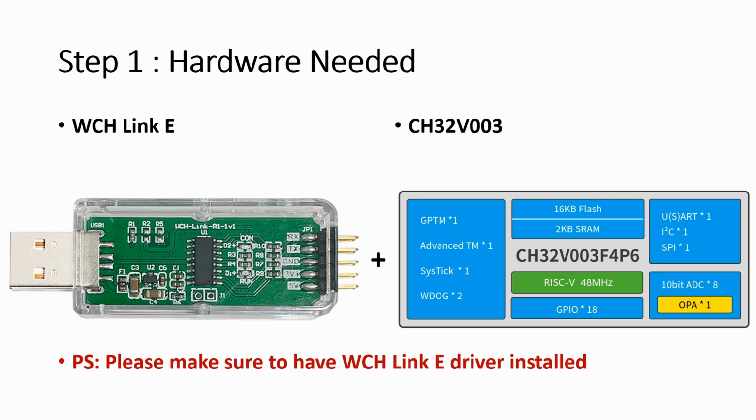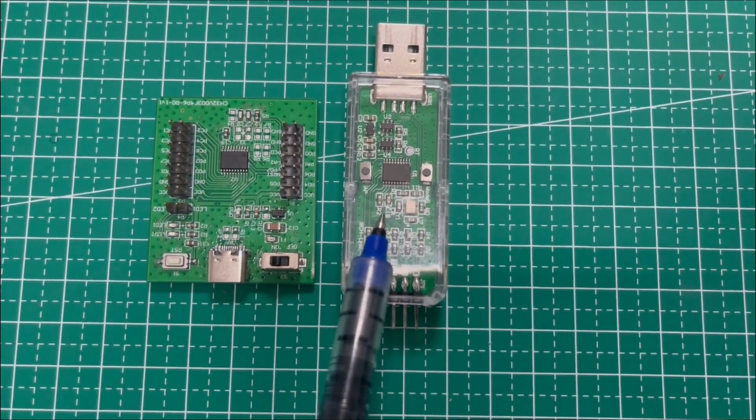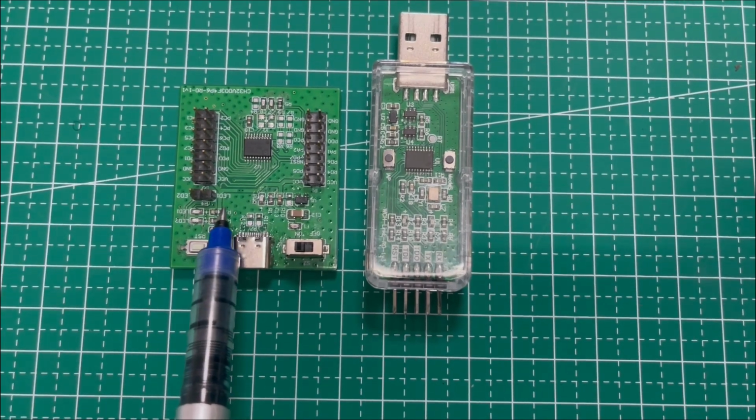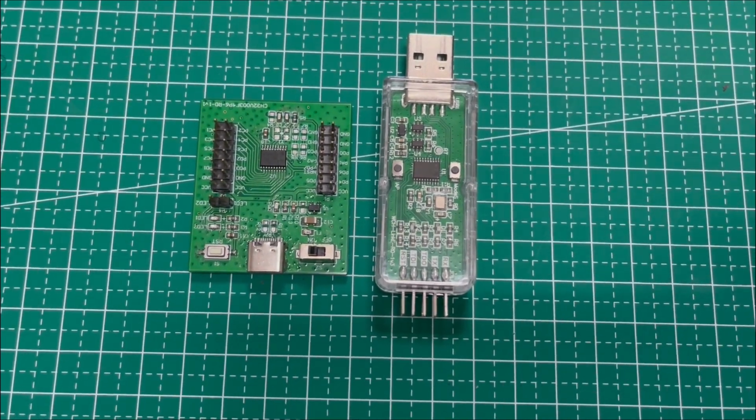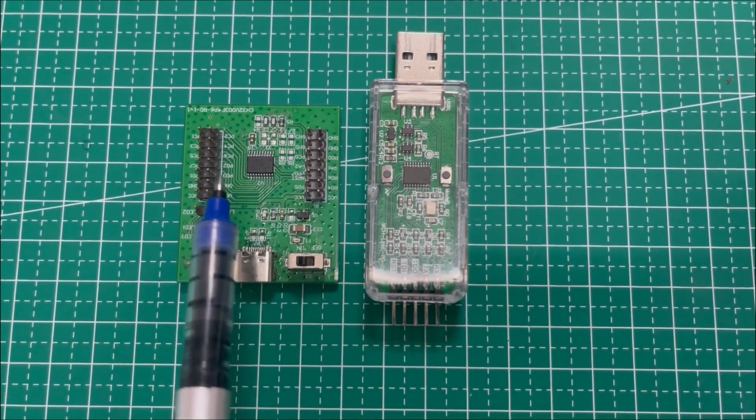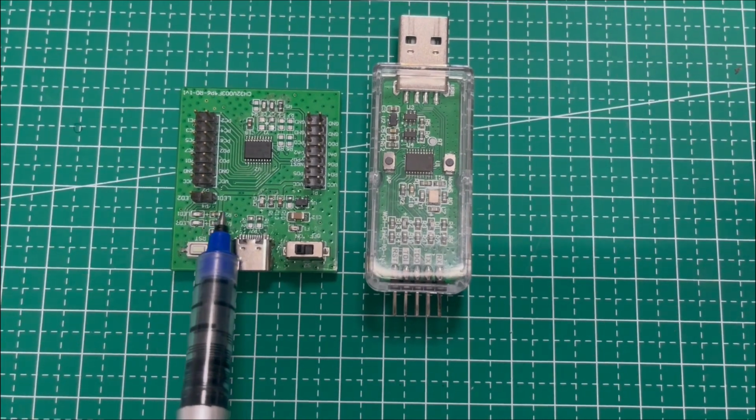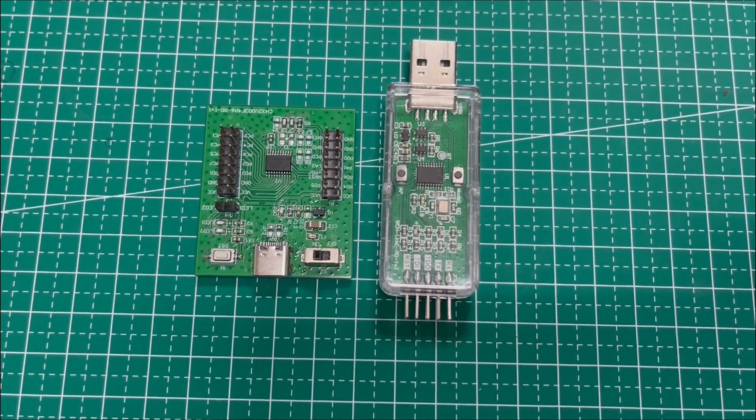Okay, so one of the major questions that was asked is, what hardware did I use to set up the system? And for that, we used two pieces of hardware. The first one is the WCH Link E, and then the second one is a CH32V003 development board. As you can see right here, the first one on the left is the CH32V003 development board, and on the other side is the WCH Link E.